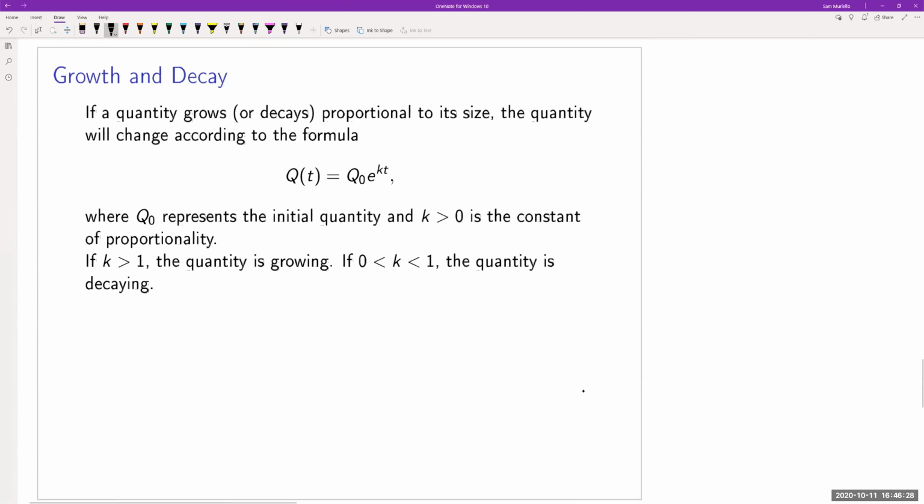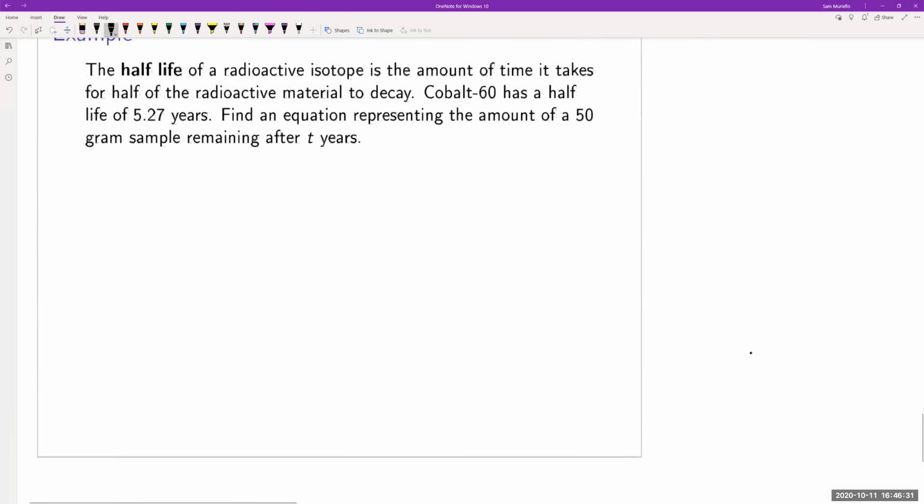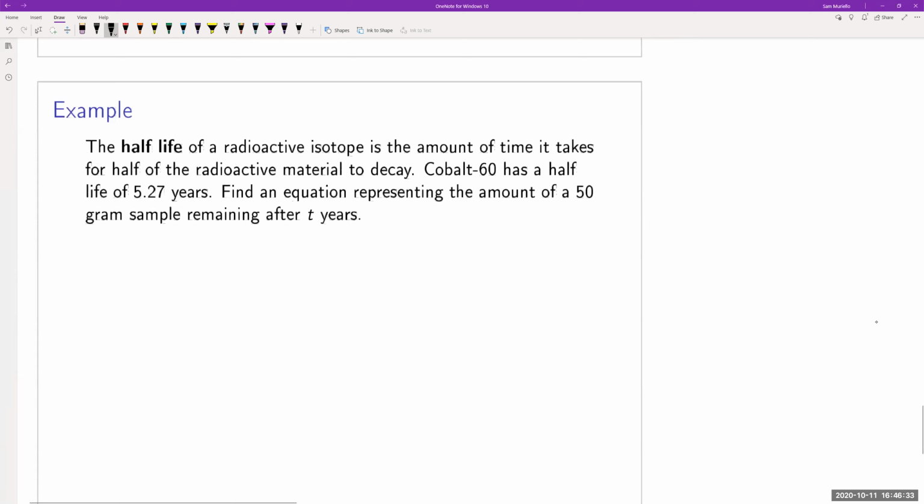Let's just go through one example here of setting up and working with an equation. So the half-life of a radioactive isotope is the amount of time it takes for half of the radioactive material to decay. Cobalt-60 has a half-life of 5.27 years. So you would like to find an equation representing the amount of a 50 gram sample after t years. So there's two approaches for this. I'm going to show you both. The first one is that we will use the setup Q is equal to Q0 times e to the kt. And we'll plug in what we know.